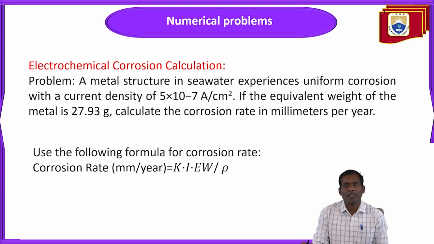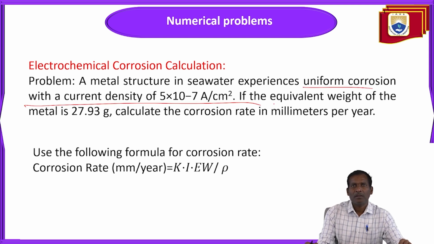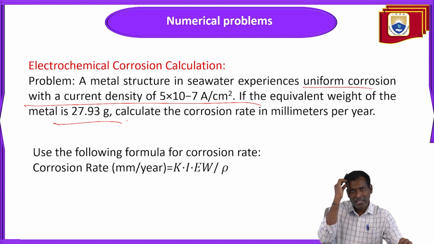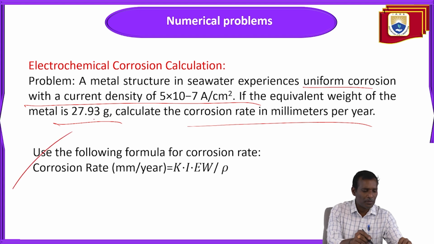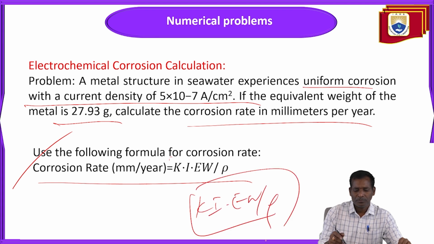Next, electrochemical corrosion calculation. So a metal structure in seawater experiences uniform corrosion with a current density of 5 times 10 to the power minus 7 ampere per centimeter square. If the equivalent weight of the metal is 27.93 gram, calculate the corrosion rate in millimeters per year. So use the following formula for a corrosion rate. The corrosion rate mm per year is equal to K times I times EW by rho.